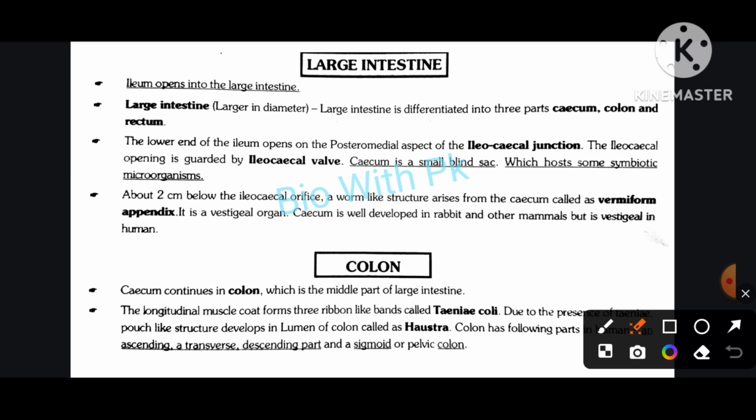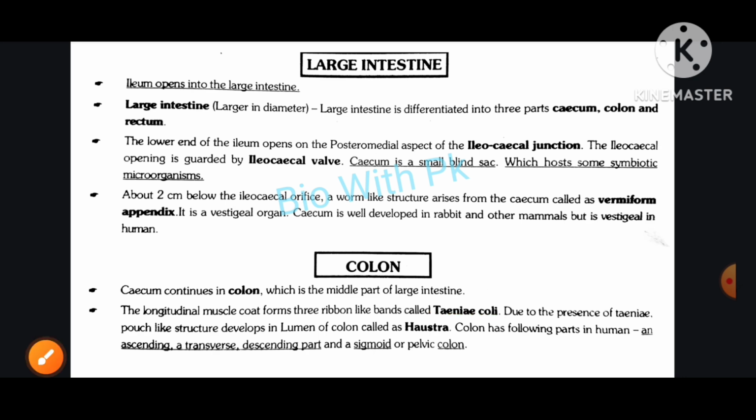Colon. Cecum continues in the colon, which is the middle part of the large intestine. The longitudinal muscles form three ribbon-like bands called teniae coli. Due to the presence of teniae, pouch-like structures develop in the lumen of the colon called haustra. Colon has following parts in human: an ascending, a transverse, a descending part, and a sigmoid or pelvic colon.